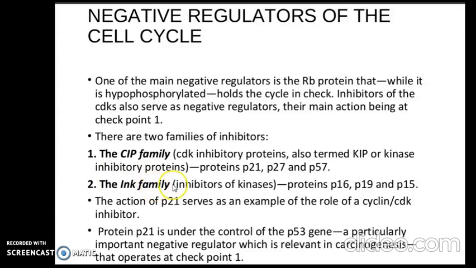The action of P21 serves as an example of the role of a cyclin and CDK inhibitor. This protein P21 is under the control of the P53 gene, which is a particularly important negative regulator, relevant in carcinogenesis, and it operates at checkpoint 1.